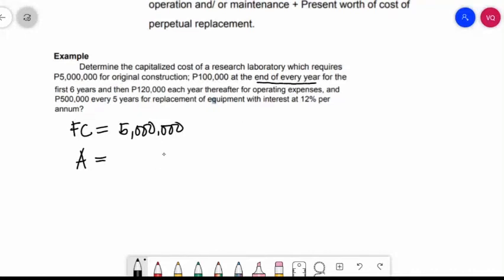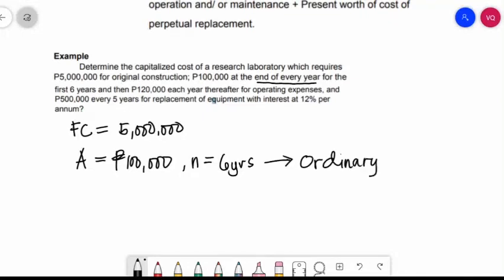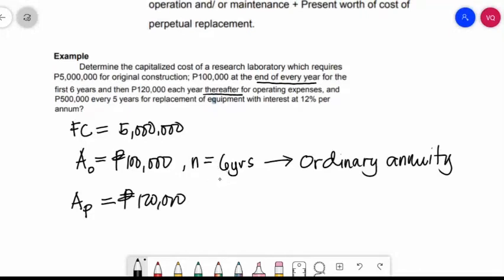So this is an ordinary annuity. So 100,000. Our N here is equal to 6 years. And then 120,000 each year thereafter. So thereafter is the perpetuity. So let's say this is for ordinary annuity. For perpetuity, A is equal to 120,000. So of course our N is infinity. This is perpetuity.